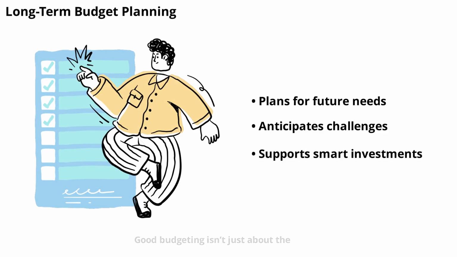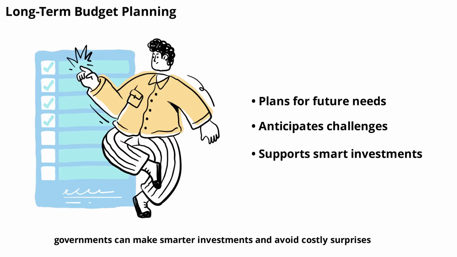Good budgeting isn't just about the next year, it's about planning for the future. Long-term budget planning considers upcoming challenges, such as an aging population, infrastructure needs, or environmental risks. By looking ahead, governments can make smarter investments and avoid costly surprises.